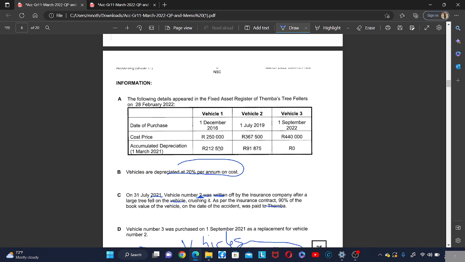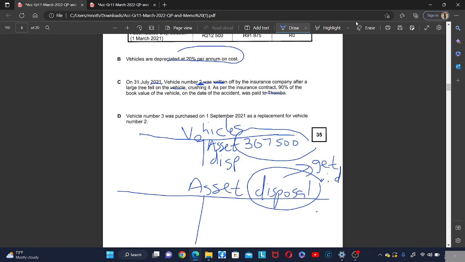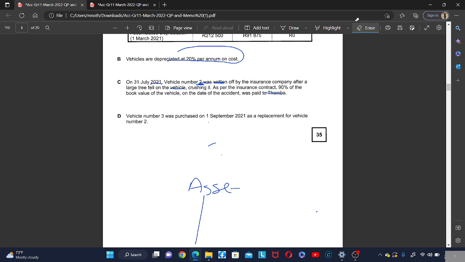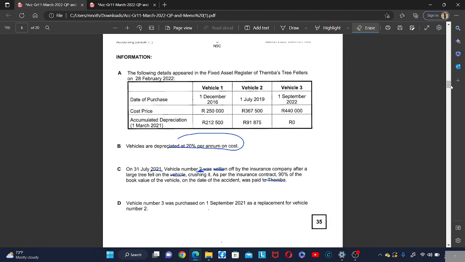Now let's look at the accumulated depreciation. We know that this vehicle has been in the business, meaning that the accumulated depreciation of this vehicle is included in the accumulated depreciation of this business. This vehicle has been in the business from 1 July 2019, meaning that its accumulated depreciation is included in the accumulated depreciation of the business.